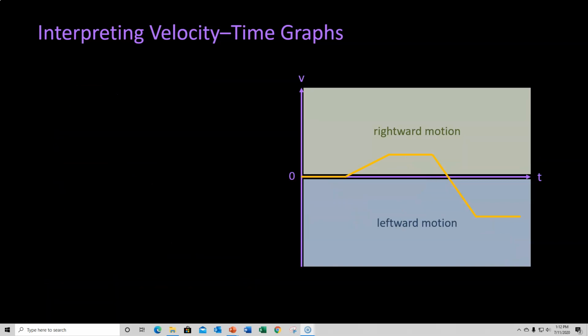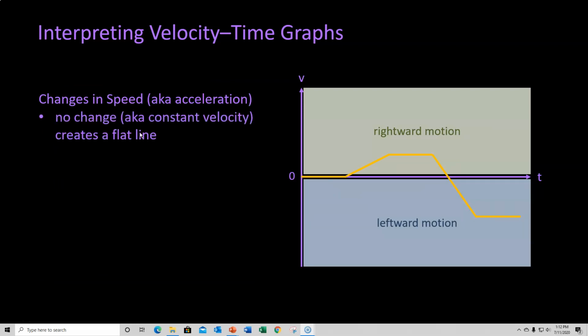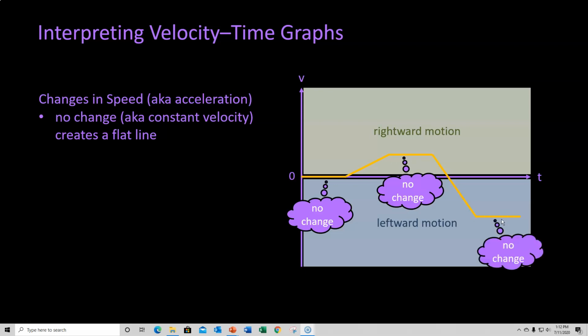The other thing we can tell from a velocity time graph is an object's change in speed, also known as acceleration. And if there's no change in speed, we call that constant velocity. We're going to have a flat line. We have no change here because the object's not moving, but also up here it's a flat line. So the object is moving, but it's moving at a constant velocity. The speed isn't changing.